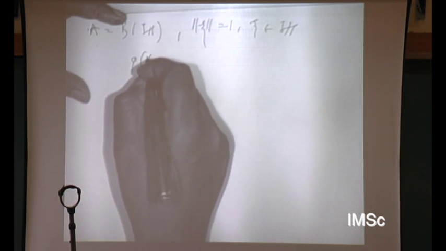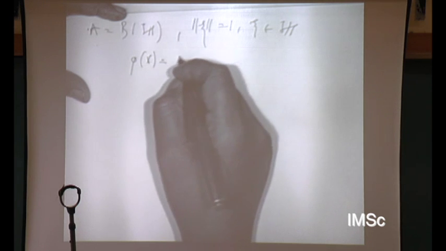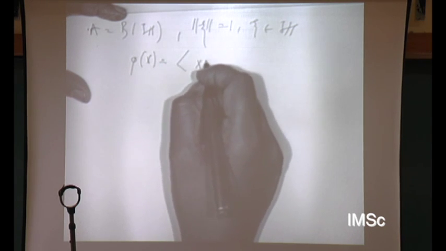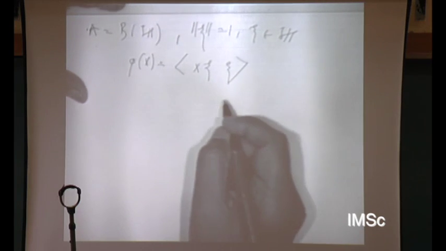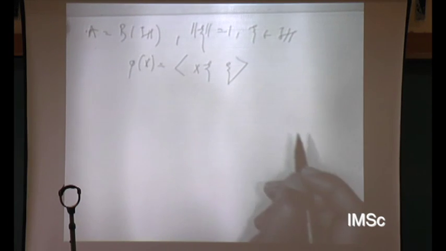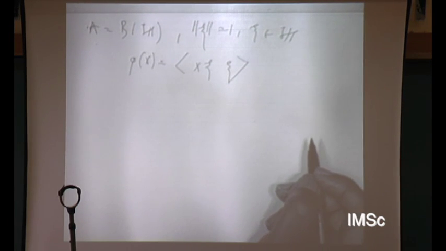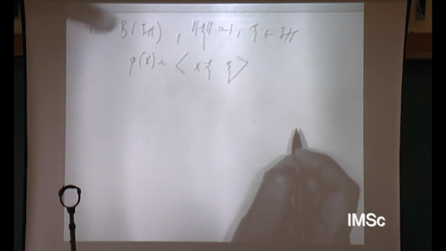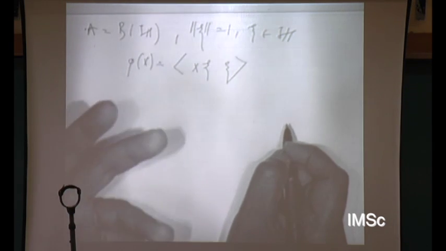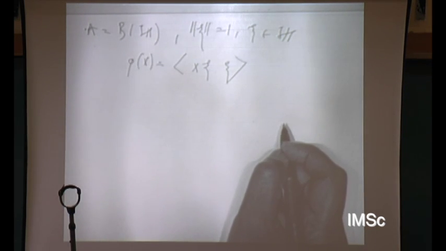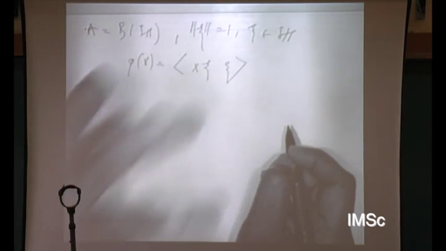Define phi of x to be ⟨x psi, psi⟩. X is by a priori already an operator. So here is a positive functional, a state on the C-star algebra. Can you tell me what the GNS triple is?